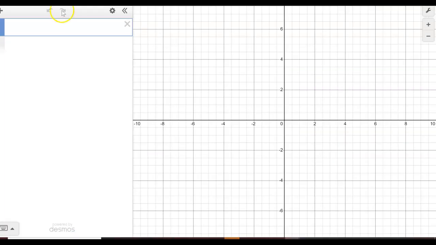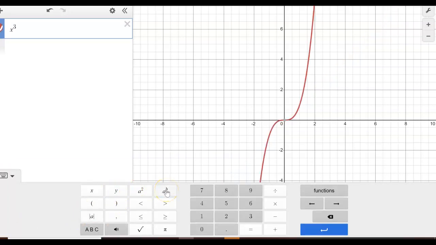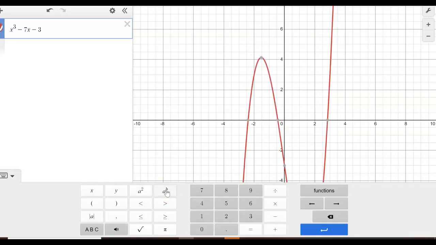All right, so I am in the Desmos calculator app. You can download the app on your phone or on your computer, and I'm going to type in one equation, so x, and then if you go down here, you're going to see this little bar, and you can raise your exponent with this cubed. I just arrow out to get out of that, and then minus 7x minus 3.